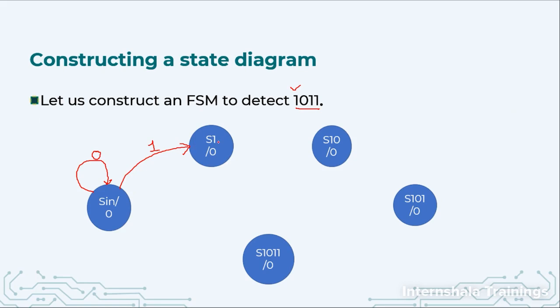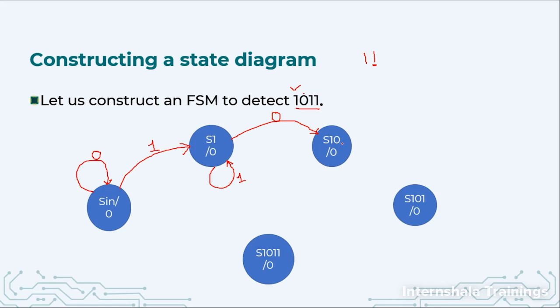When I am at S1, the next bit that I need is 0. So if I get 0 as my input, I go to a state called S10. That means this much part of the pattern is detected. But if 1 is detected, what should we do? Should we go back here? Well, no, because if I have a 1 and I get one more 1, I can still use this 1 in the hope that next time 0 can come. So I will come back here.